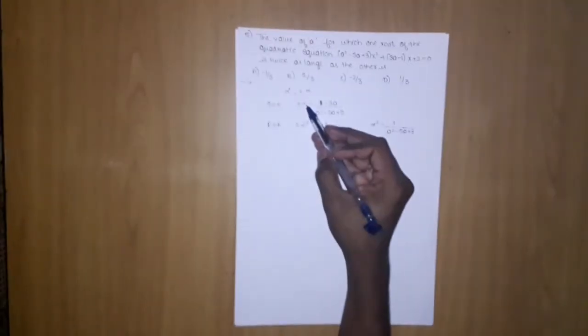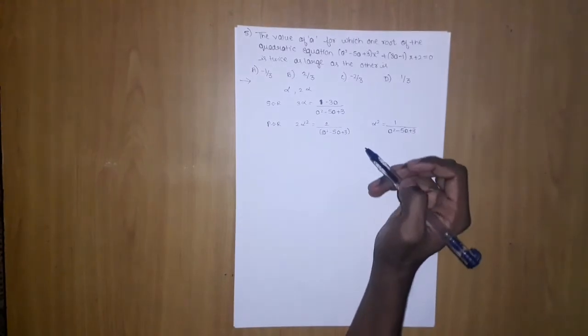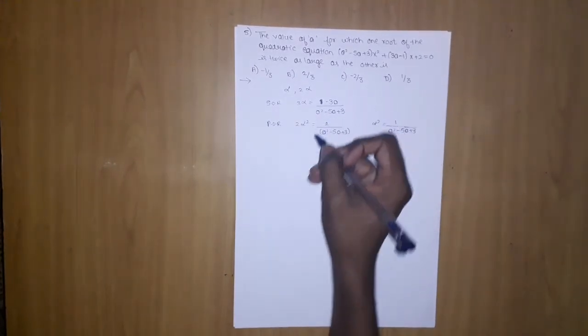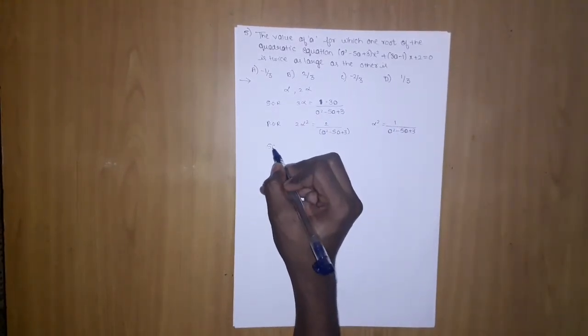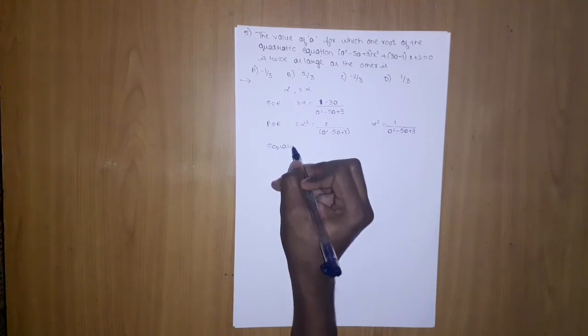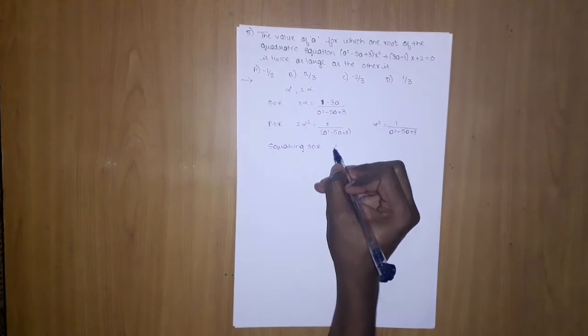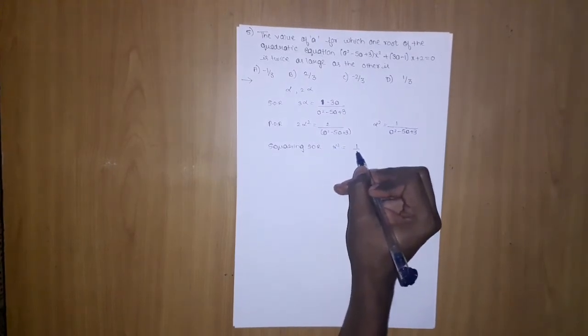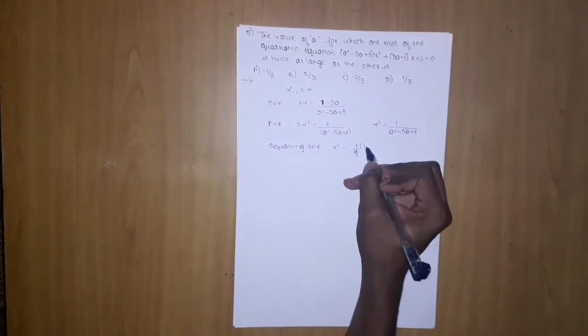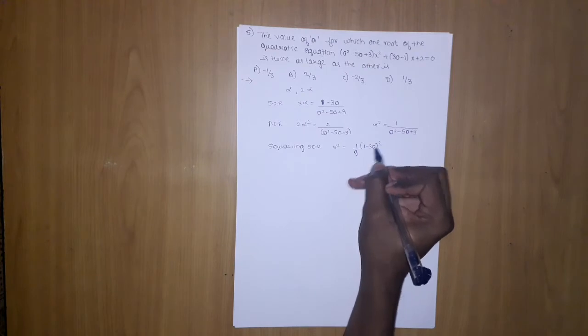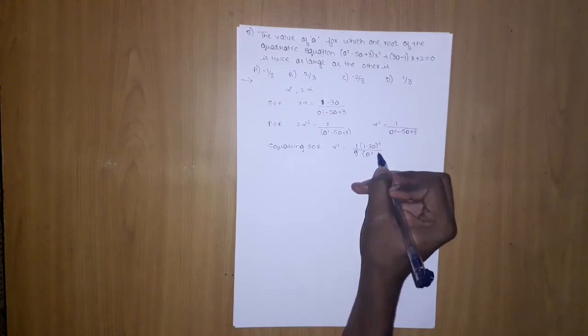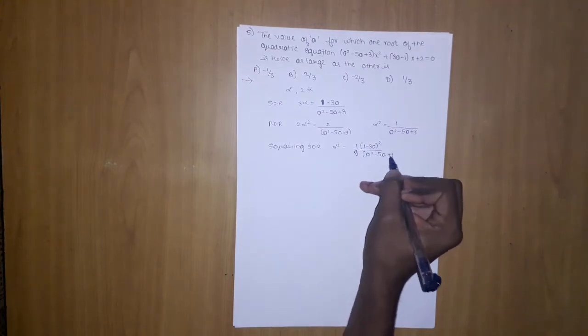Now how can I proceed further? If I make it alpha square, then we can compare them. So let's square this. Squaring the sum of the roots, what I will get? Alpha square will be 1 by 9 times 1 minus 3a the whole square upon a square minus 5a plus 3 the whole square, right?